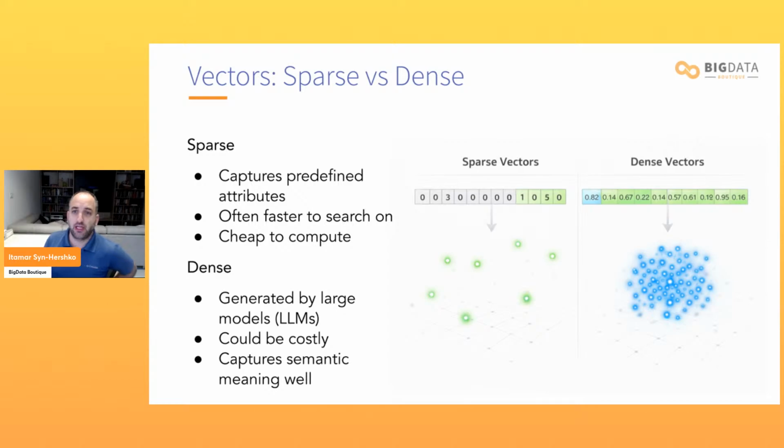Dense vectors, on the other hand, are not going to be zeros. They're going to be dense, and they are often costlier to generate or to compute using LLMs or other models. But sometimes they're also going to be smaller, and they are going to capture the semantic meaning much better than sparse vectors usually.